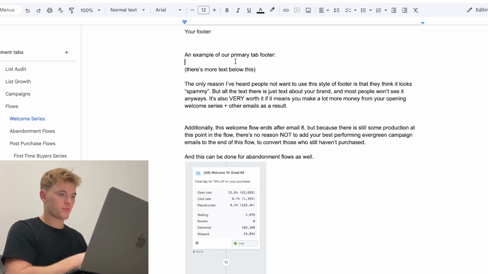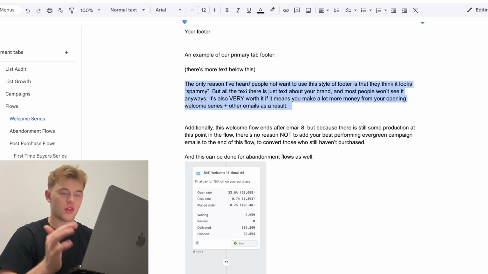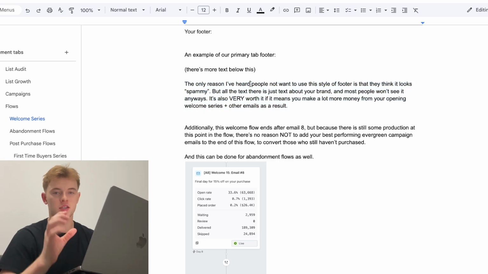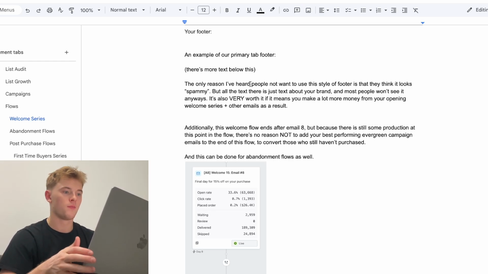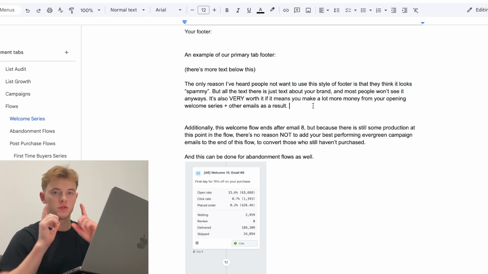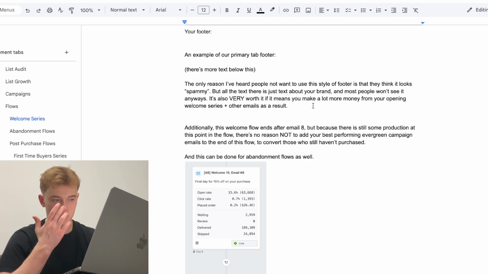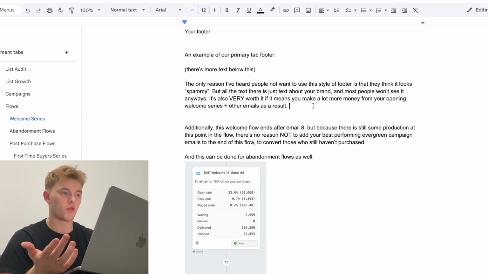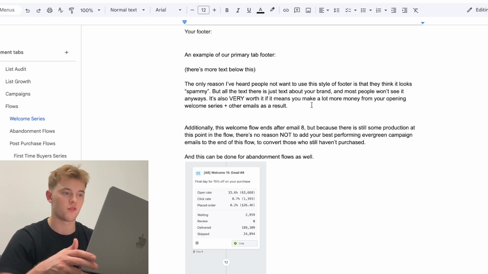All right. Now, one thing that I will say about the primary tab footer is that it is 400 to 500 words of text, and it's formatted so that the text font is pretty small. But a lot of brand owners don't want to do it because they don't want it to look spammy. But all the text there is specifically about your brand. So if anyone reads it, they're just going to be reading your brand story, essentially. And it's also extremely worth it if it makes you a lot more money. In this brand's case, that would literally make them an extra $125K a month. Like, I think that you take that trade-off.